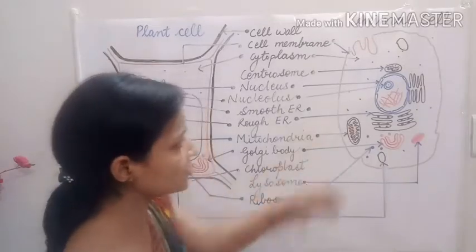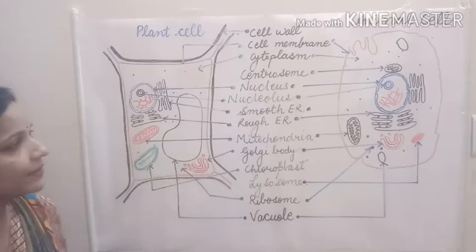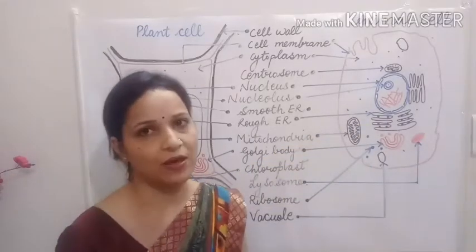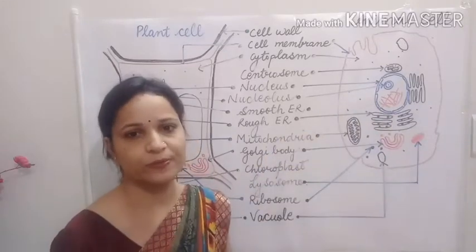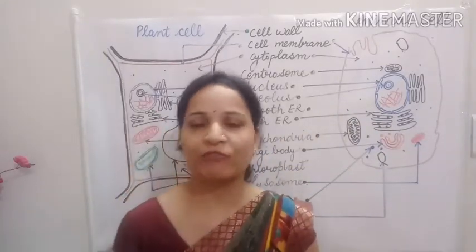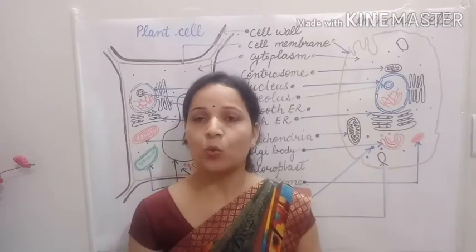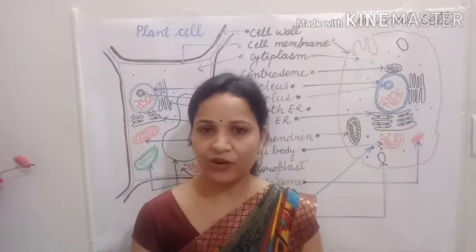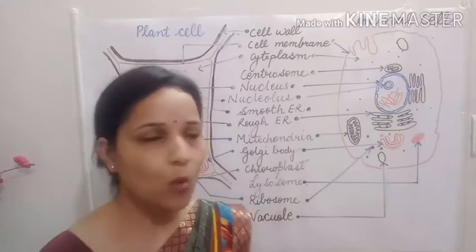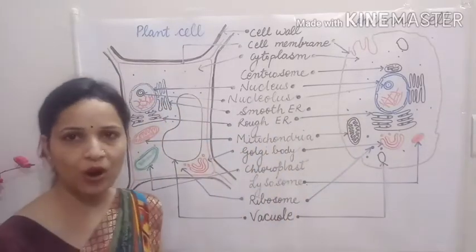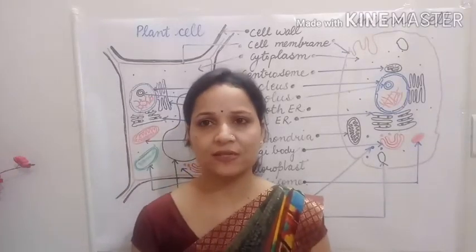And you can see these structures are scattered in the cytoplasm, meaning they float in the cytoplasm. There are various types of cell organelles present in the cytoplasm which perform different functions in the cell. So let's have a deep understanding of these organelles one by one in detail. First of all, we will discuss the nucleus.